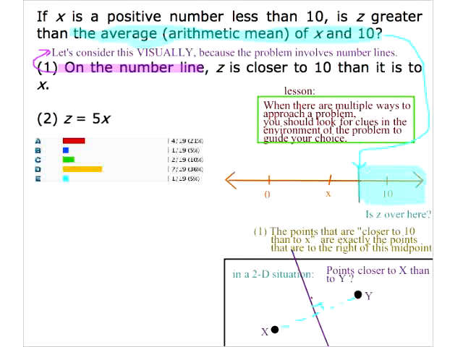So if you look at that, the points that are closer to X are all the points that are on X's side of that line. And that even includes the points that are thousands of miles to the left. It's everything on that side of that line. So there's an analogous situation.